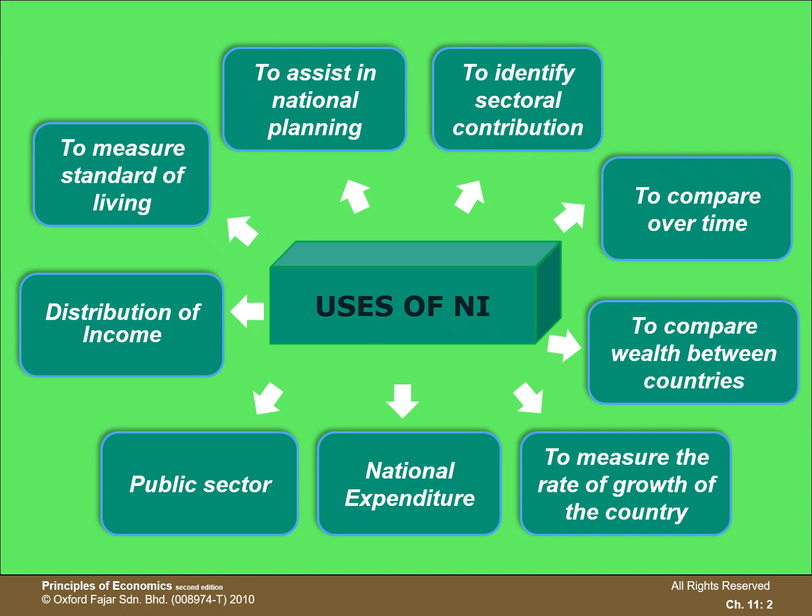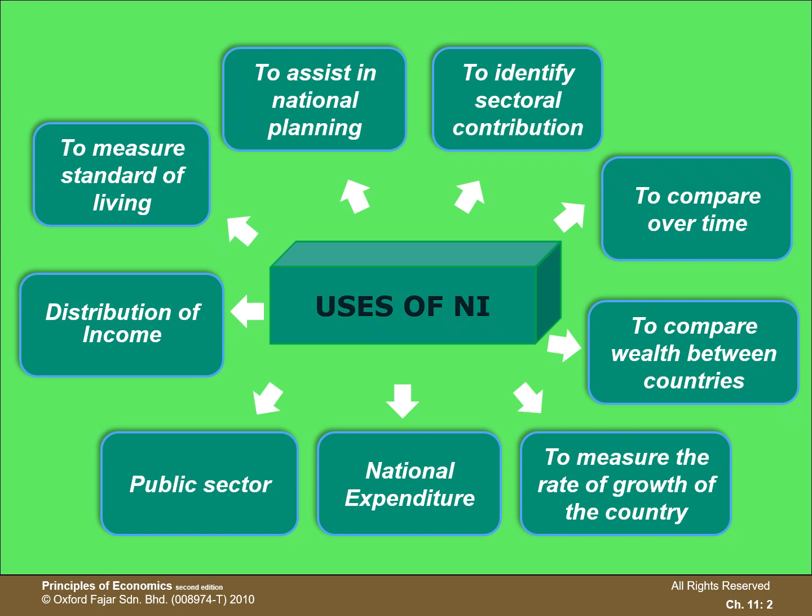2. To identify sectoral contribution. From the values of output produced by each economic sector, the government can identify the relative importance of each sector to the economy by looking at the percentage of output produced by the sectors. Therefore, we can find out which sector is the biggest contributor and therefore most important to the economy.